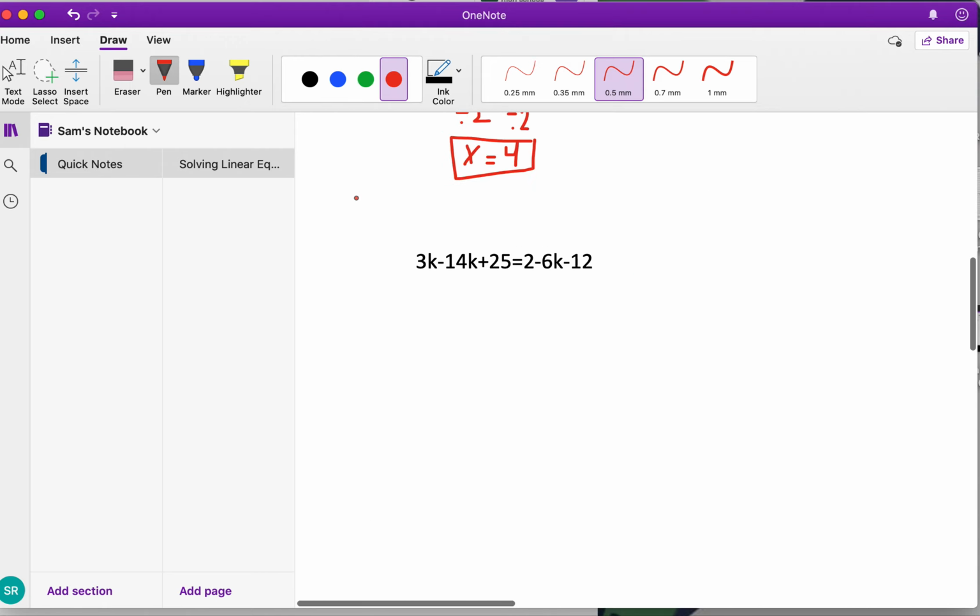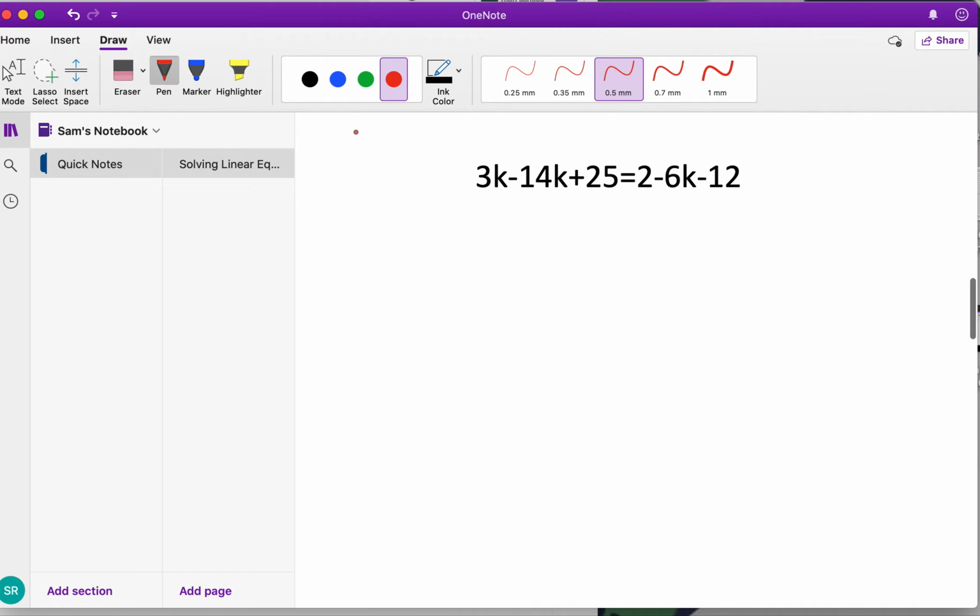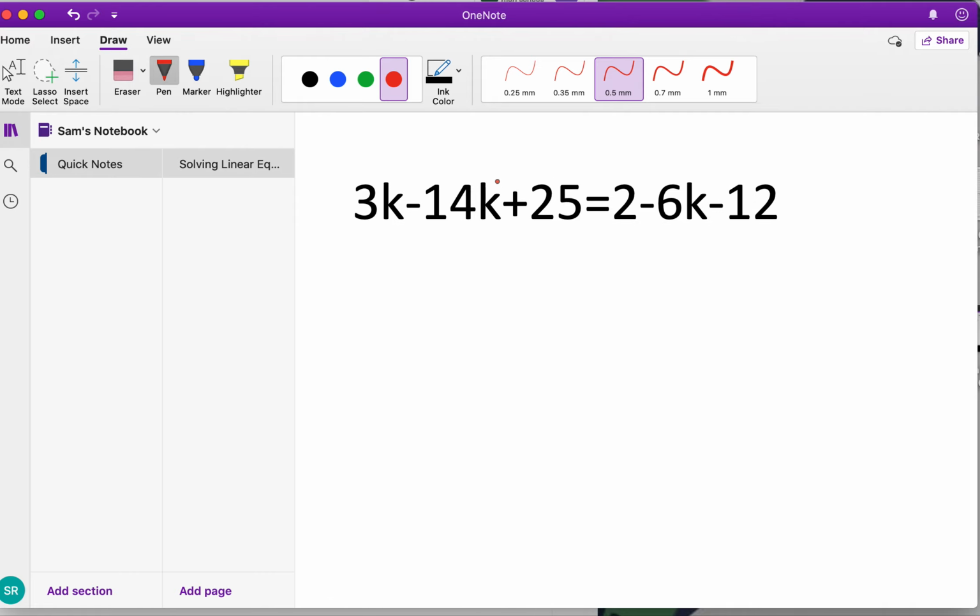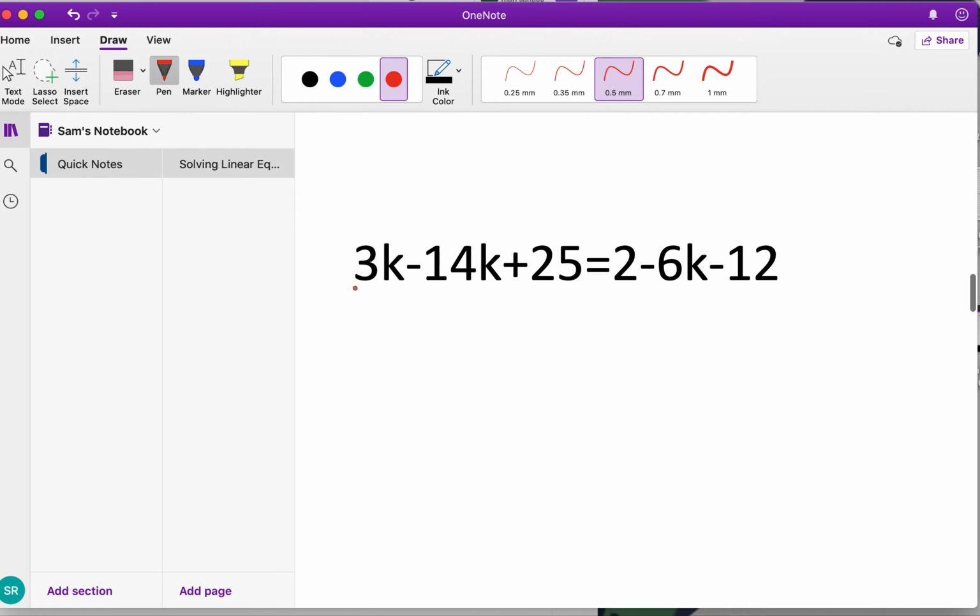So back to this one. If we have 3k minus 14k plus 25 is equal to 2 minus 6k minus 12, let's combine our like terms, right? I like to underline them. That usually helps me. So on this side, our like terms are 3k and 14k. 25 is kind of by itself. On this side, our integers, right, our like terms are 2 and negative 12. So let's simplify that down.